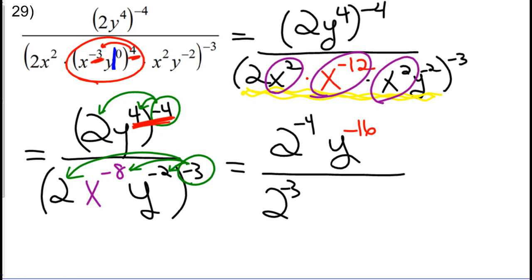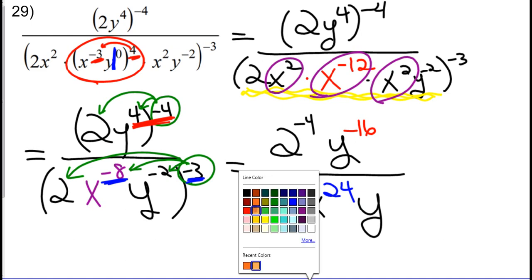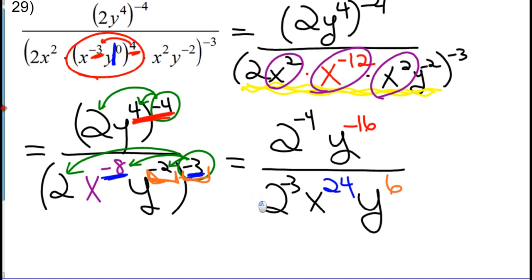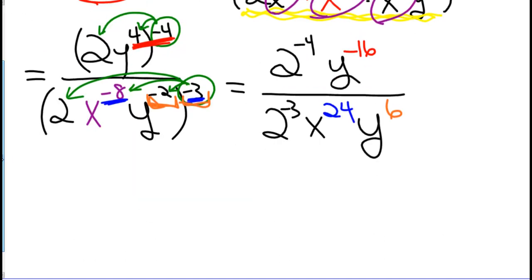Okay. And then our x to the, we're going to have a -8 times a -3, it's going to be a +24. And then our y, when we write our y, we're going to have, oh, I better pick a different color. I don't like that color. There we go. We got a -2 and a -3. So it's going to be y to the 6th power. Okay. Now, I had a ton of negative exponents, and now I've only got 3.